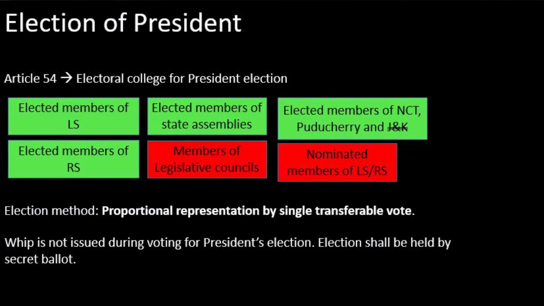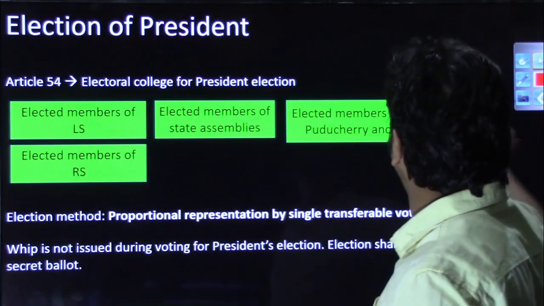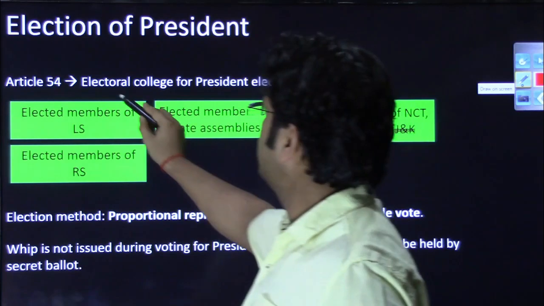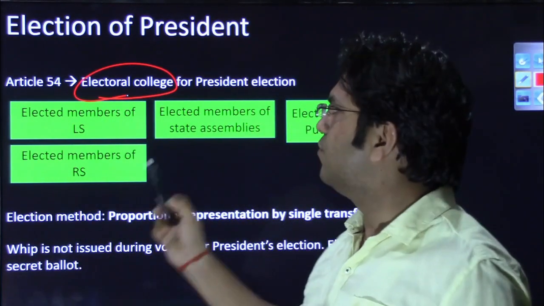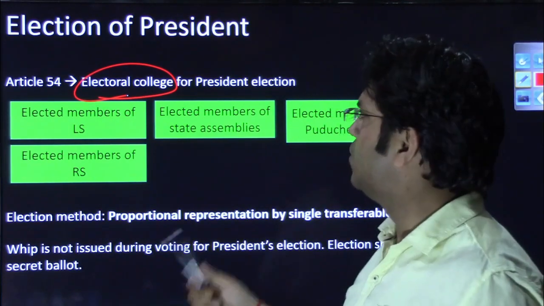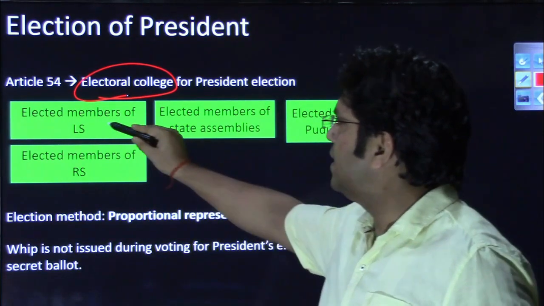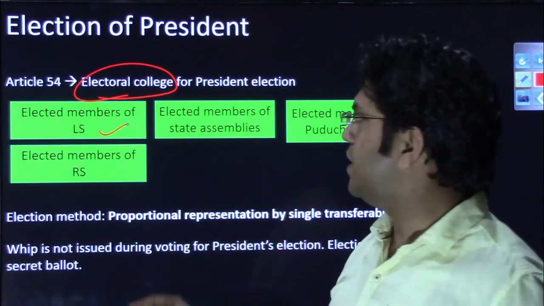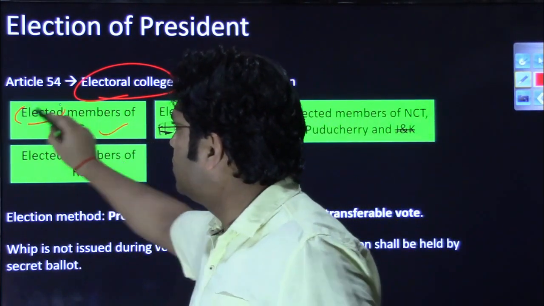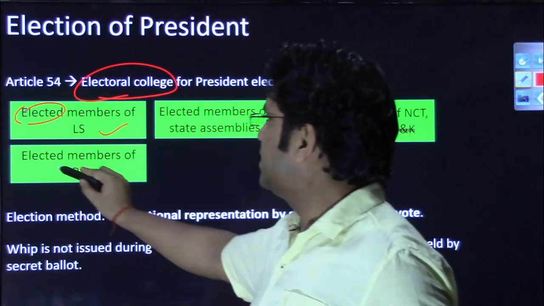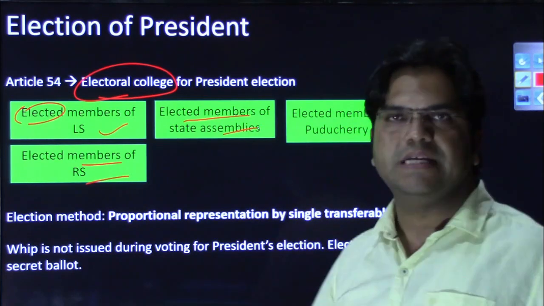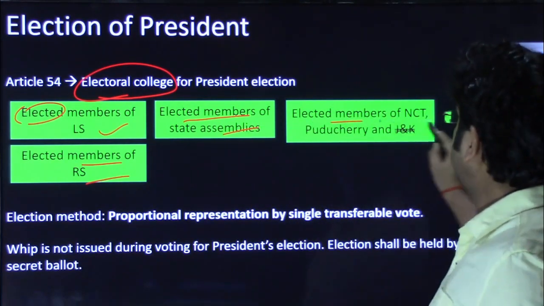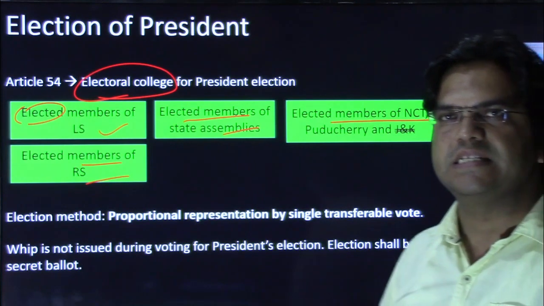After having discussed this, let us move to the next slide and discuss the Electoral College. Article 54 discusses the Electoral College. The meaning of Electoral College is who all will be part of this voting process. So you have all the elected members of Lok Sabha. Mind you, elected members, not the nominated members. Then elected members of Rajya Sabha, then elected members of the state assemblies, and then elected members of union territories which have a legislative assembly.